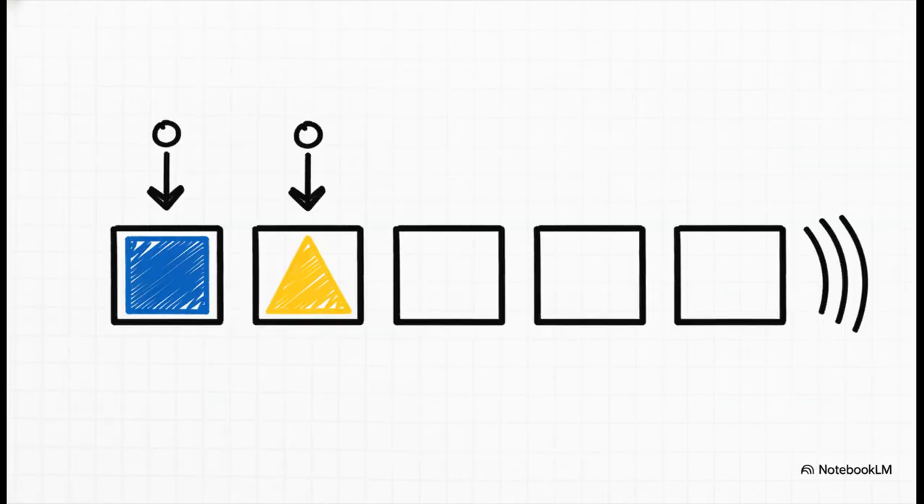Now we actually need data to join the line. We use an operation called enqueue. When we call enqueue 10 and then enqueue 20, we are inserting elements strictly at the rear. So our front marker points to our first arrival, the 10, and the rear marker moves back to point at the newest arrival, the 20. The line is officially forming.